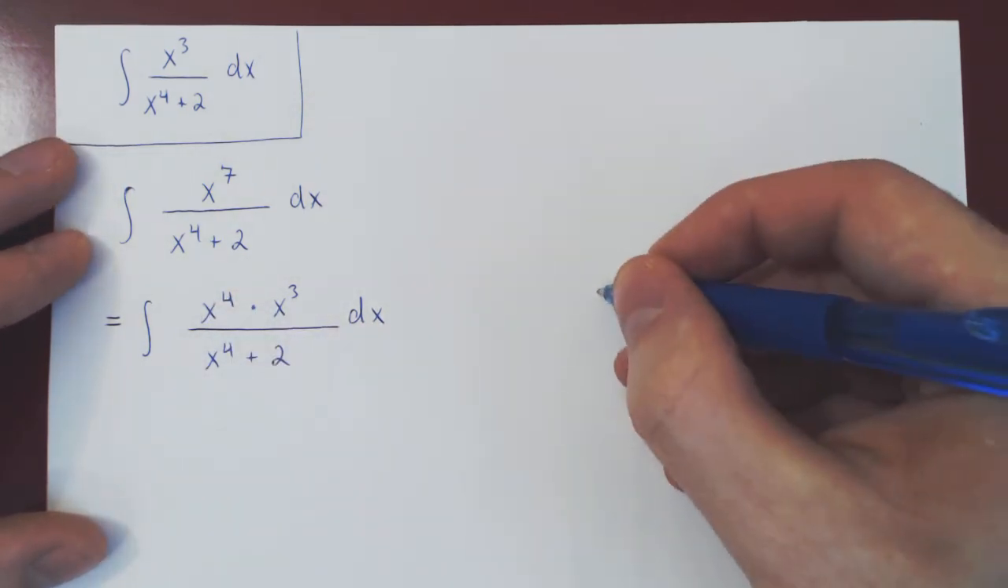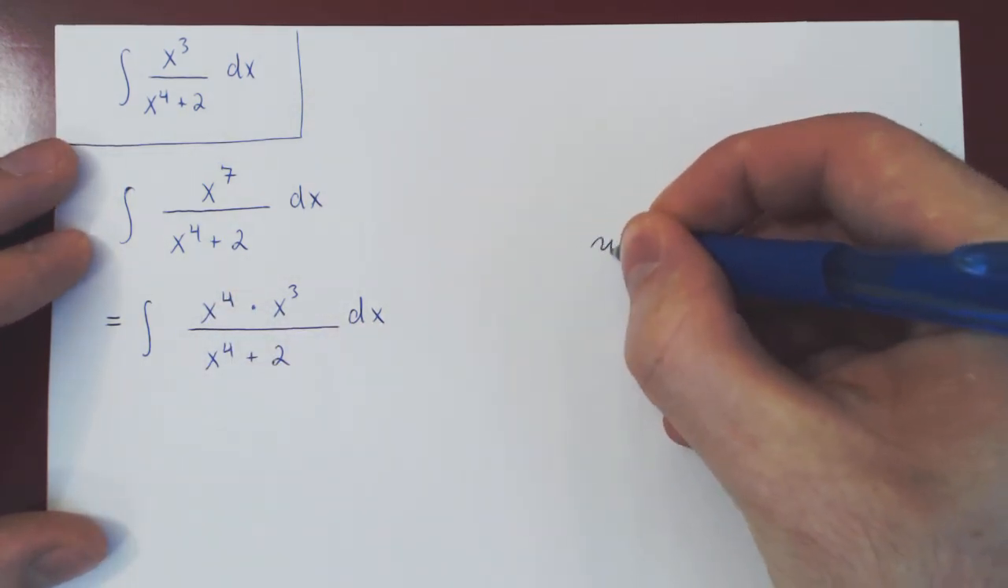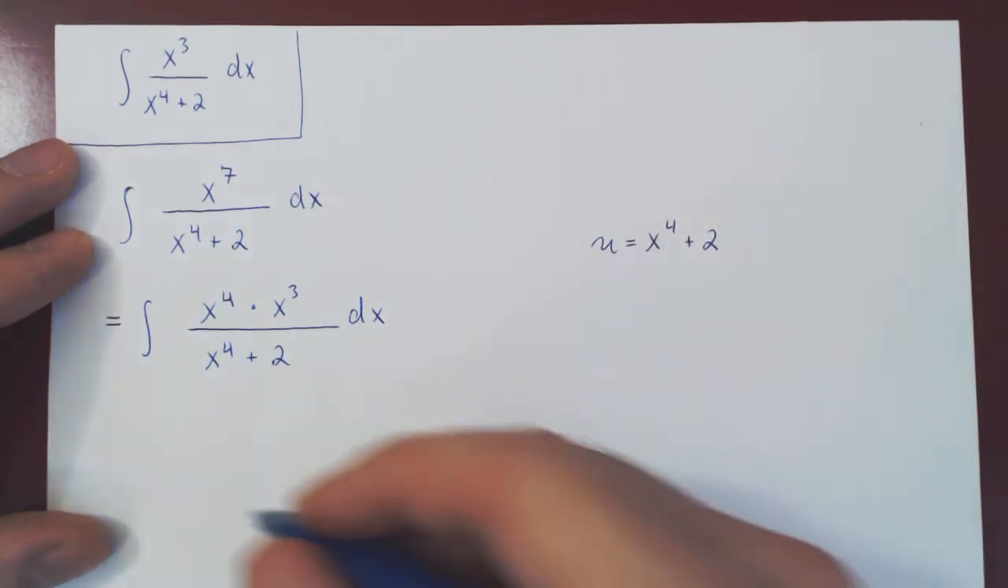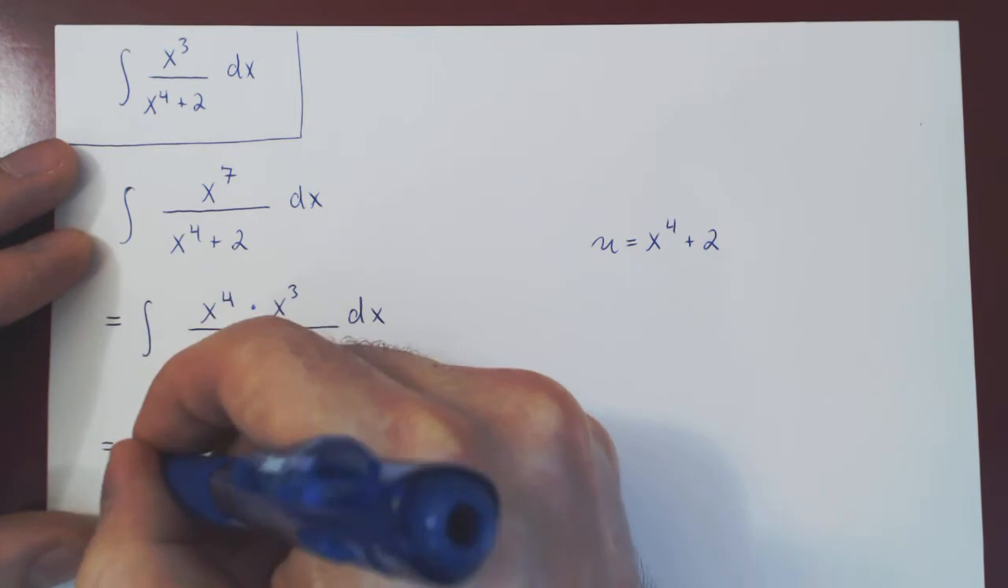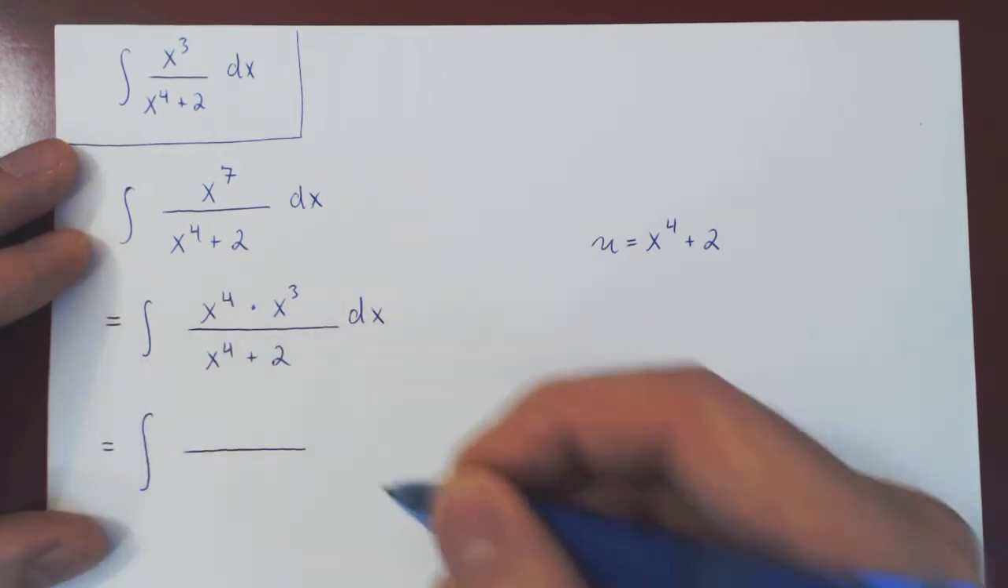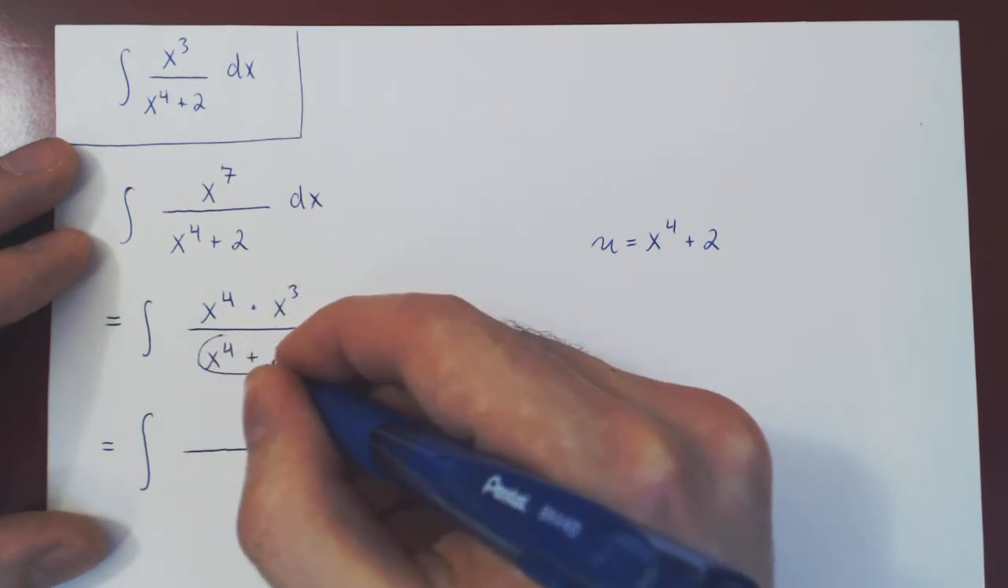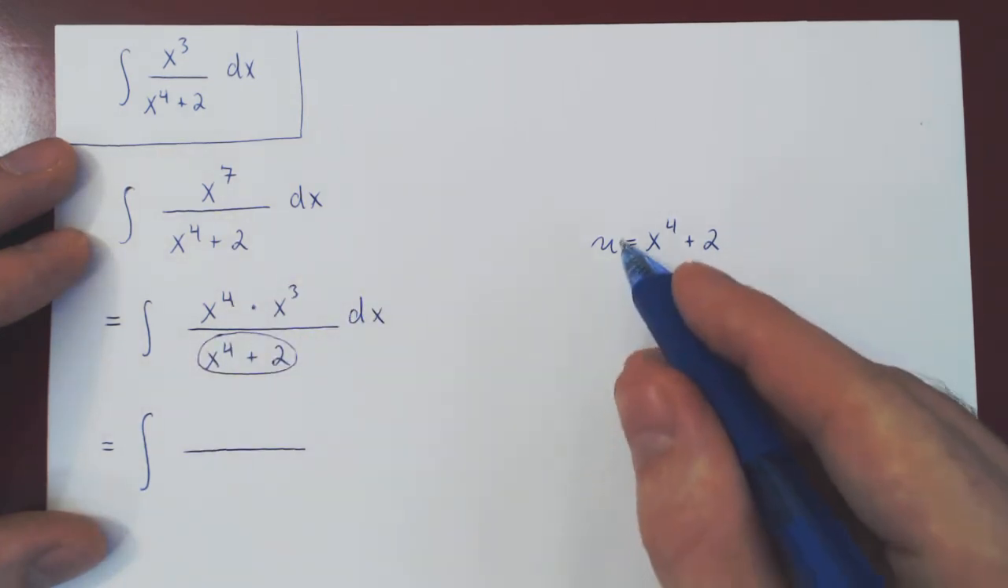Well, let's see. So we're letting u be x to the 4 plus 2 as before. Let's start replacing. X to the 4 plus 2, that is just u.